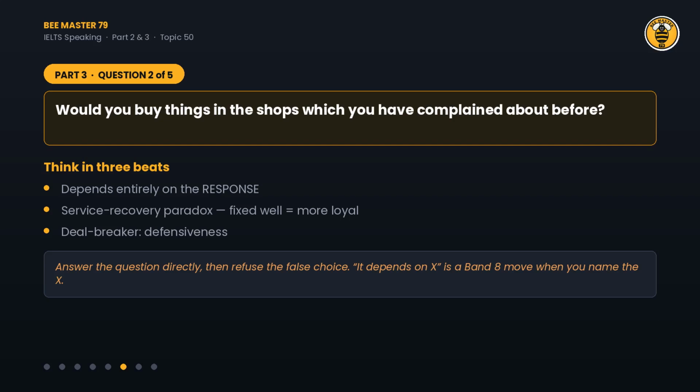Question 2. Would you buy things in the shops which you have complained about before? Answer the question directly, then refuse the false choice. "It depends on X" is a band 8 move when you name me X.